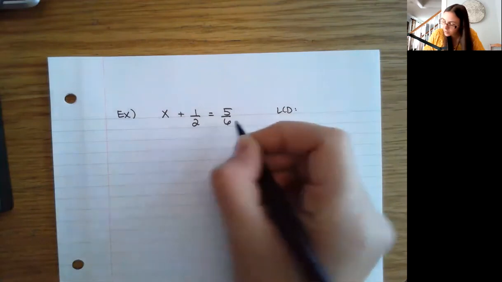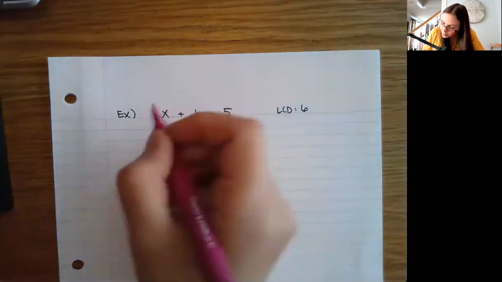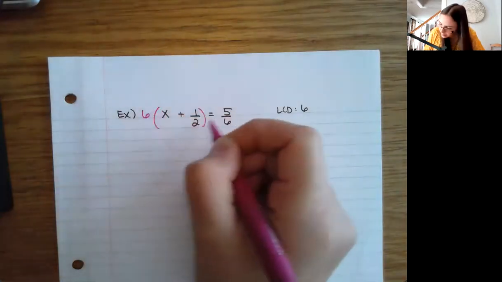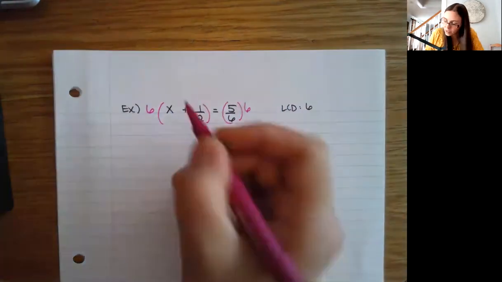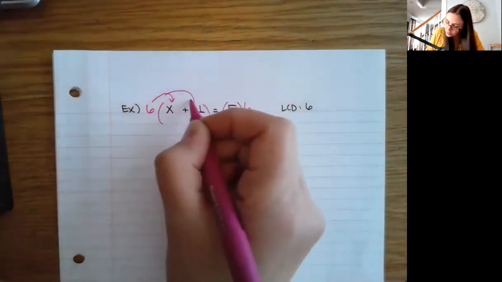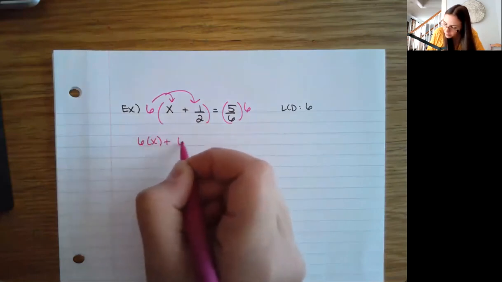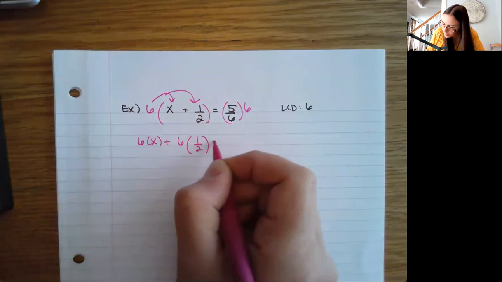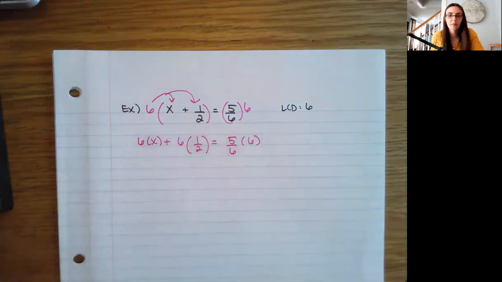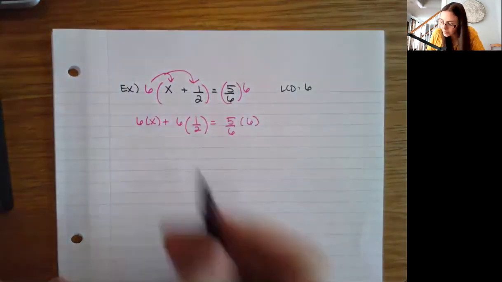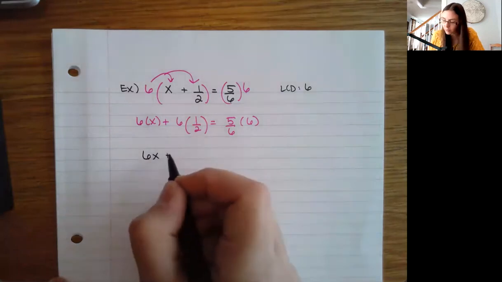So I like to do the common denominators up front here. For a 2 and a 6, I could use 6 and cancel everything out. So I'm going to multiply both sides by 6. Now, when you do that, because I have addition here, I do have to use the distributive property. So I'm going to rewrite it. I have 6 times x plus 6 times 1/2 equals 5/6 times 6. Now, 6 times x is just 6x.